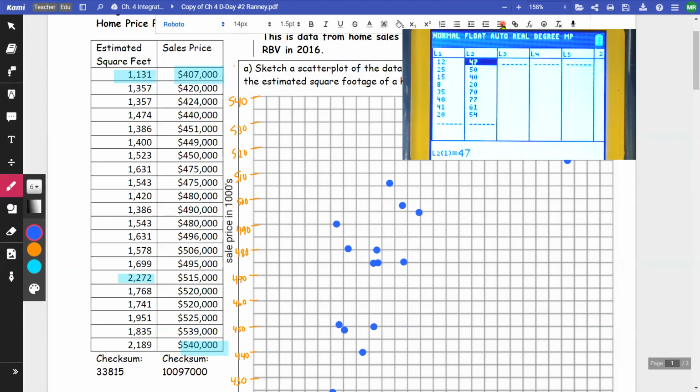If there's any data that you don't want, you can come up and highlight L1 or L2 and press the clear button, not the delete button. So I'm pressing clear and then enter. And again, clear, and then enter. And then I'm going to start adding the data in. Okay, 1,131, 1,357, and so forth. So let me pause and enter that in. My X is going in L1 and my Y is going in L2.